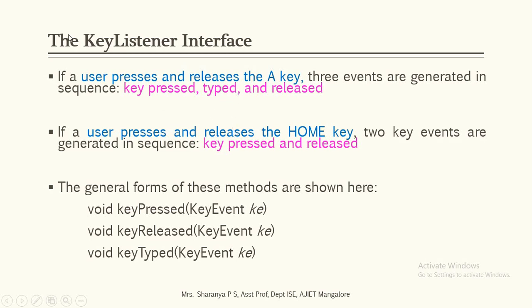And one more, suppose the user has selected only the home key. In such a case, only key pressed and released will be activated. The way these methods are defined is void keyPressed, where key is a small letter and pressed is the event, and we are passing the object of this KeyEvent. In the same way, all three methods are defined: keyPressed, keyReleased, and keyTyped.